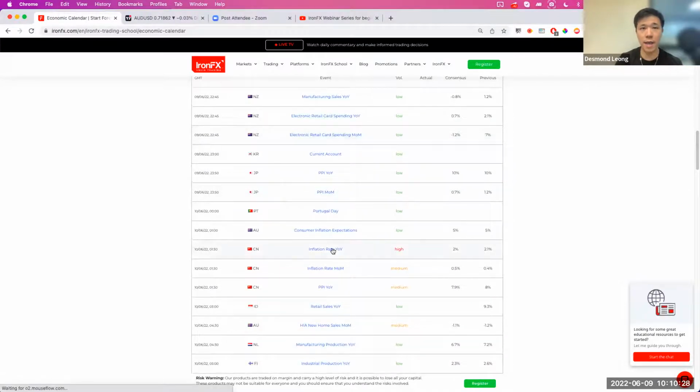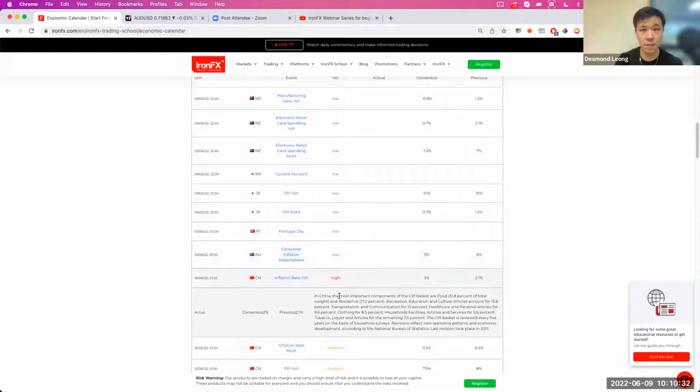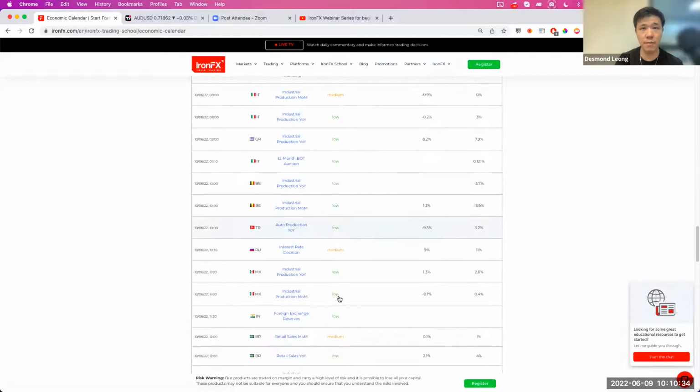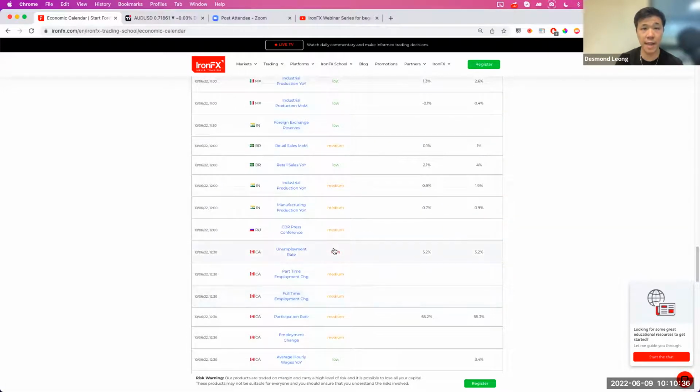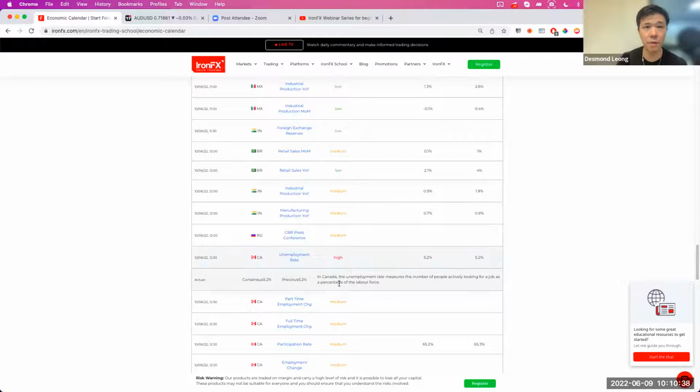Tomorrow, you can see that for China we have the interest rate decision, right? We can scroll down and see all the different items. Canada has its unemployment rate. This is one of the things we'll be talking about later, the consensus and the previous one. So everyone is expecting it to be 5.2%.